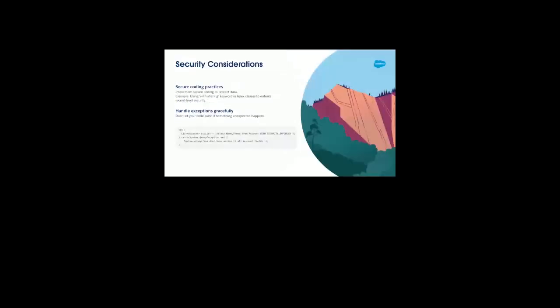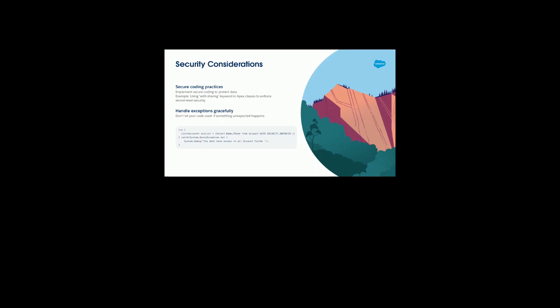Secure your code practices by using the with sharing keyword in your Apex classes to enforce record level security. This will help you if the code is running in a user context and the user doesn't have access to the record, it will not execute for the user.